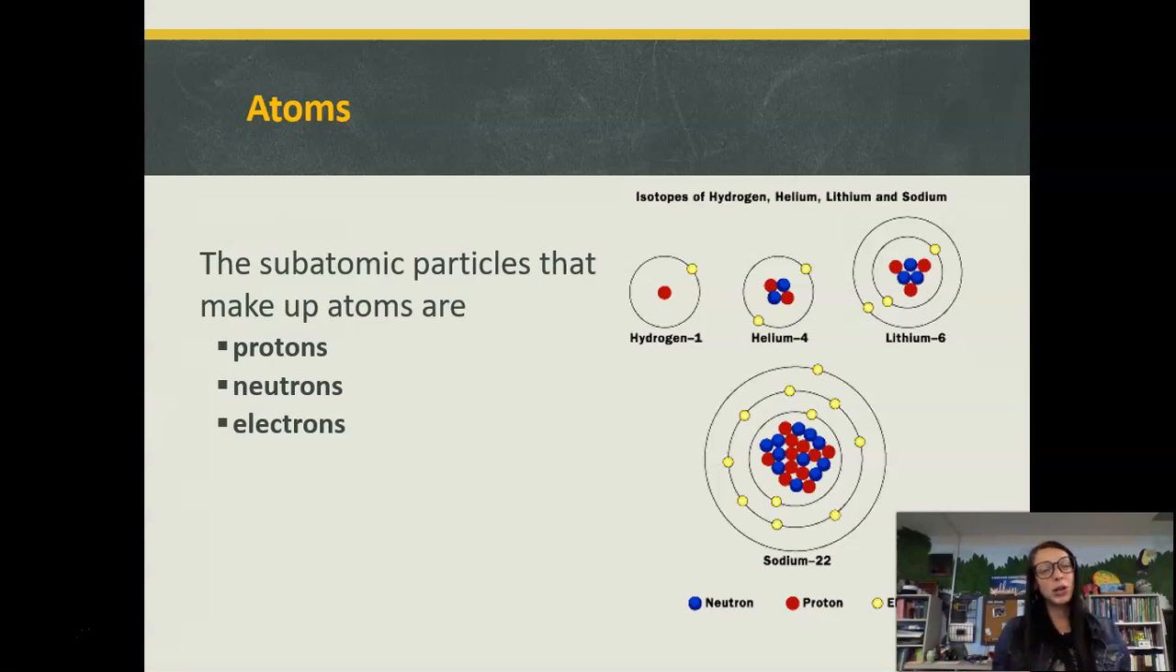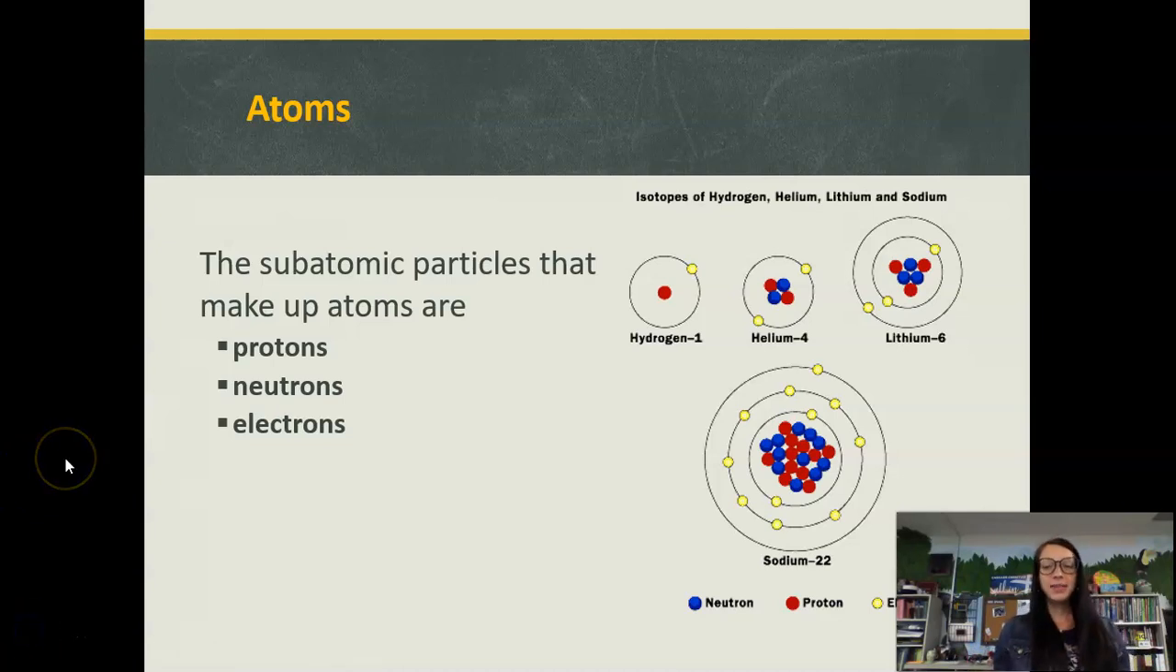Because protons are positive and electrons are negative, the number of protons in an atom typically equals the number of electrons in an atom because most atoms have a neutral charge overall. They're not positive and they're not negative. If they become positive or negative, they start to form things like ions. And we'll talk about ions in a second.